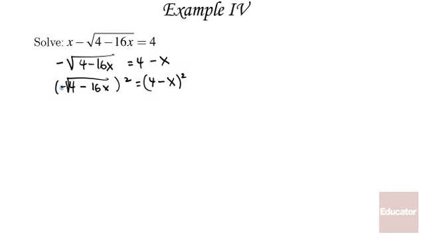Okay, negative 1 times negative 1 is going to give me positive 1. So I'm going to go ahead and eliminate that 1 and then take the radicand, 4 minus 16x, equals, I'm going to rewrite this slightly differently, negative x plus 4 squared. If you multiply that out, there's a couple ways you can do this, but let's go ahead and multiply it out using FOIL.